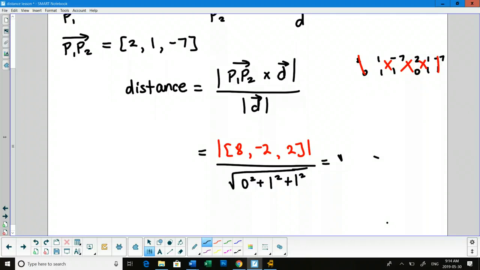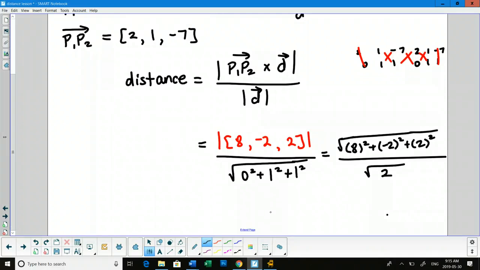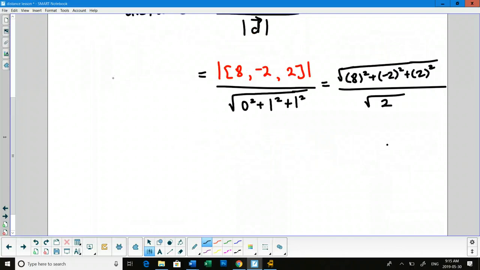Okay, so we're going to find the magnitude. So notice that the other one, when I have the bars on top, it actually means absolute value. But here, since I get a vector from doing the cross product, the bars on top actually mean magnitude. So that's the difference between magnitude and absolute value, right? So 8 squared plus -2 squared plus 2 squared. And then 1 plus 1 is just 2. So we're getting 64 plus 4 plus 4, so root 72.